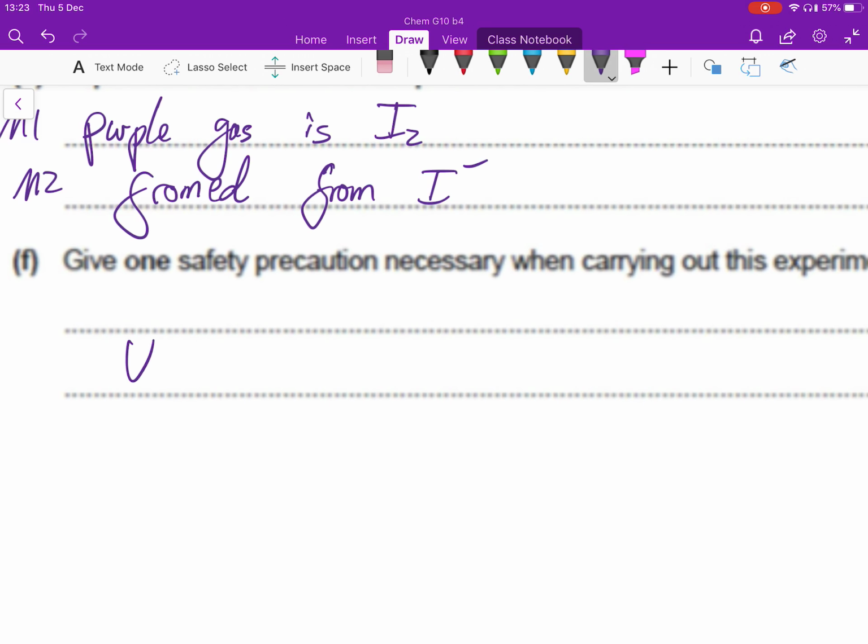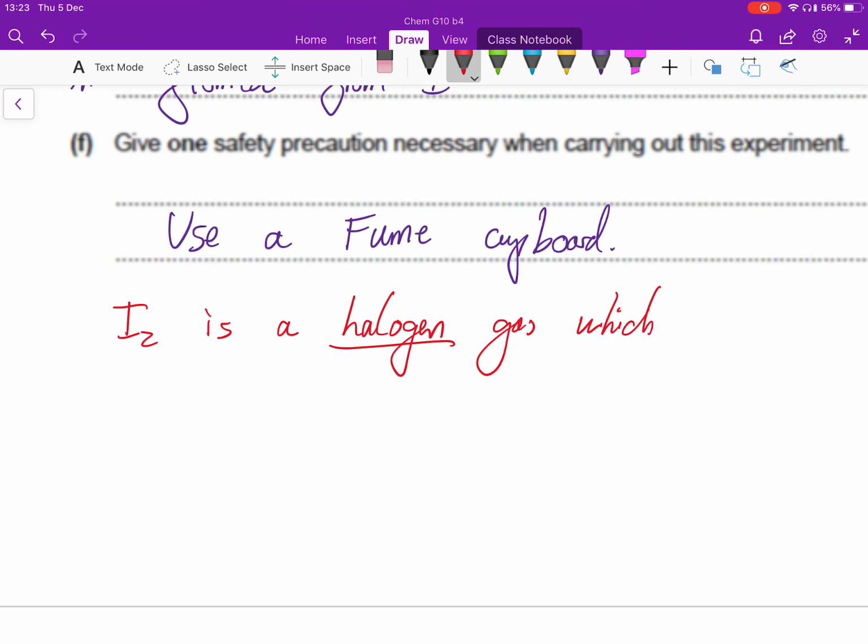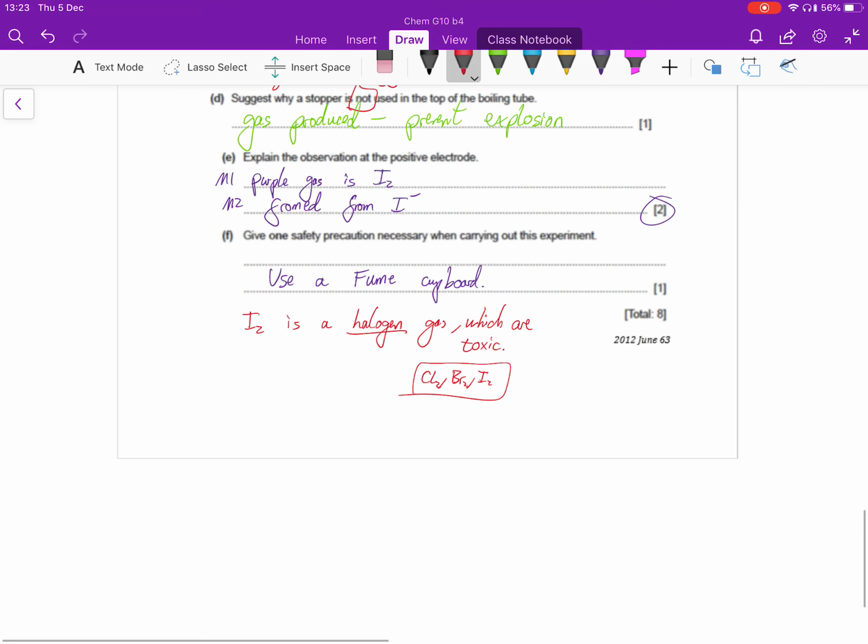Give one safety precaution, use a fume cupboard. Now you're going to use a fume cupboard because I2 is a halogen gas, and the halogen gases are toxic. So if you form chlorine, bromine, or iodine, so Cl2, Br2, or I2, they're all diatomic, all of those are toxic gases, and you want to use a fume cupboard.